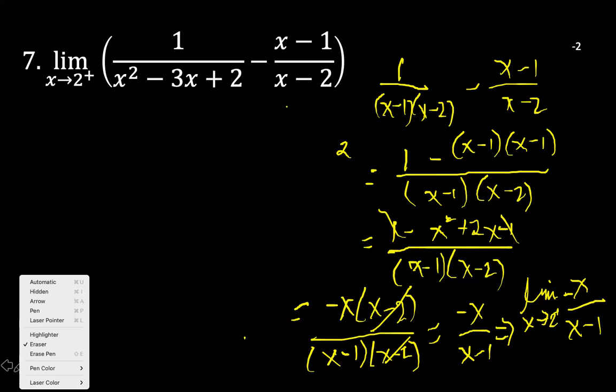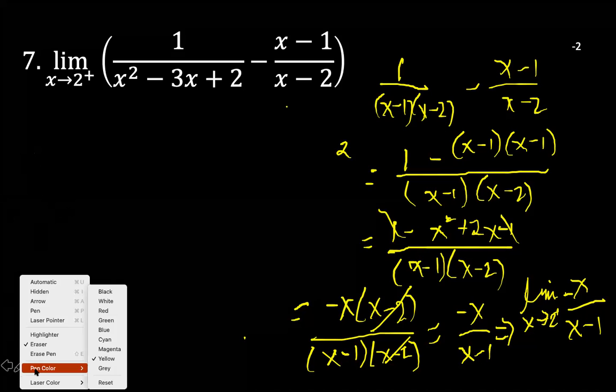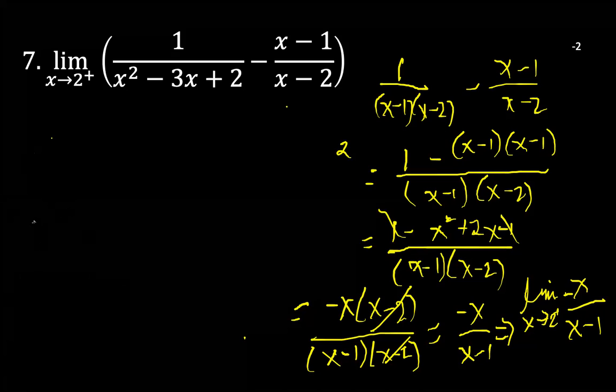Pen color, yellow. Here we go. So let me write, oops. Let me change the color again, yellow. Here we go. So the limit of negative x over x minus 1 as x approaches 2 from the right.